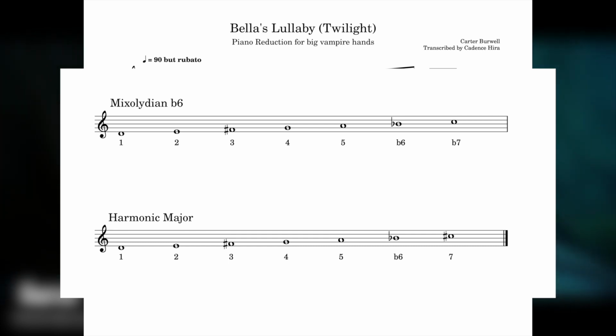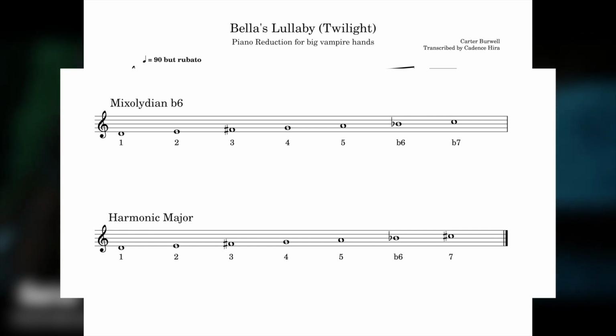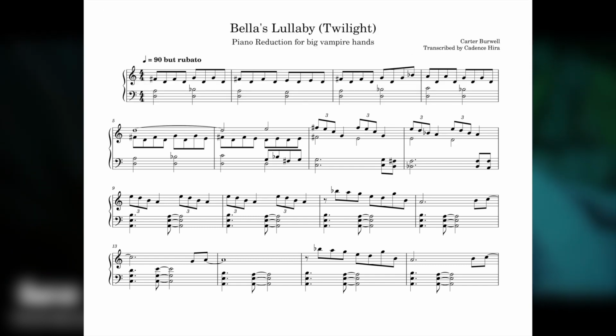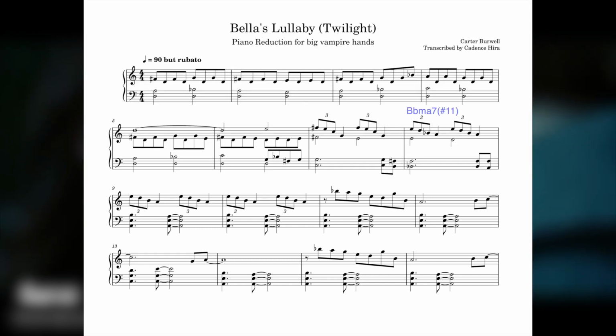What this accomplishes is giving us the warm major tonic while being able to take advantage of the minor flavors, such as the 4 minor and flat 7. The next chord after our C major sharp 11 is the B flat major 7 sharp 11.